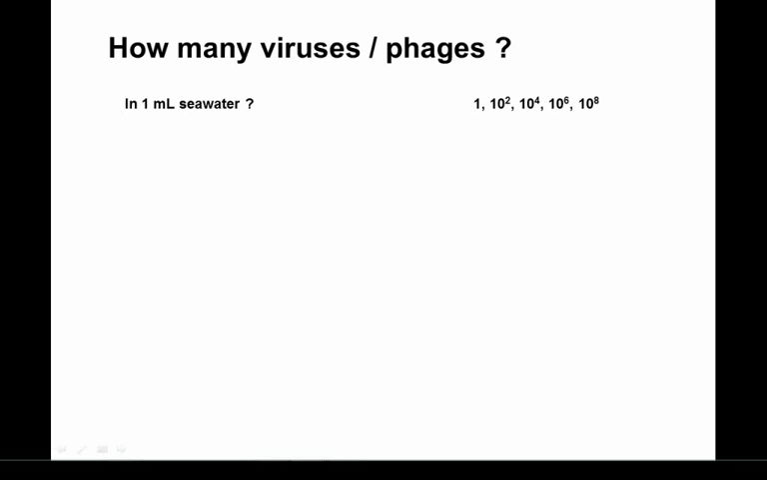Okay, so first thing is to think about how many of them there are. In seawater, in the aquatic environment, how many do you think there are in 1 ml? So just everybody put your hands up. Okay, who says like one phage, one PFU per ml? About 100?